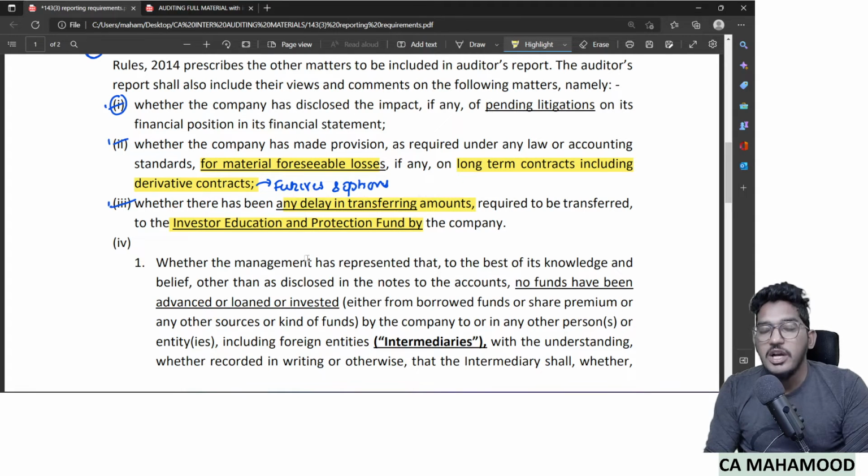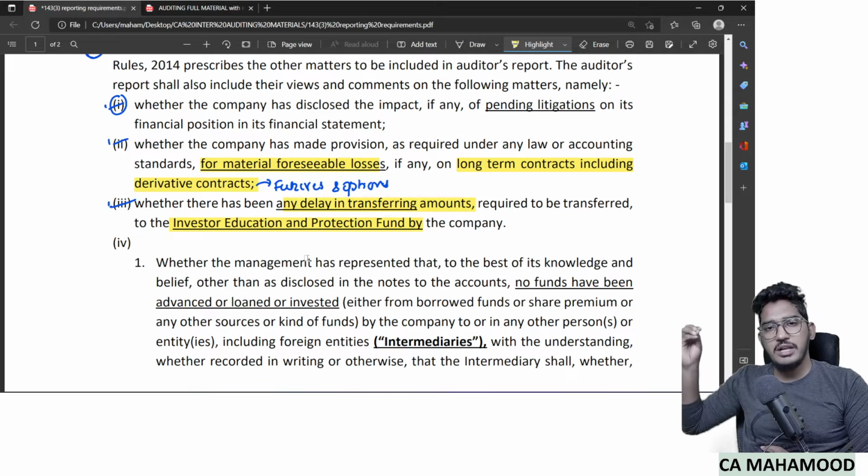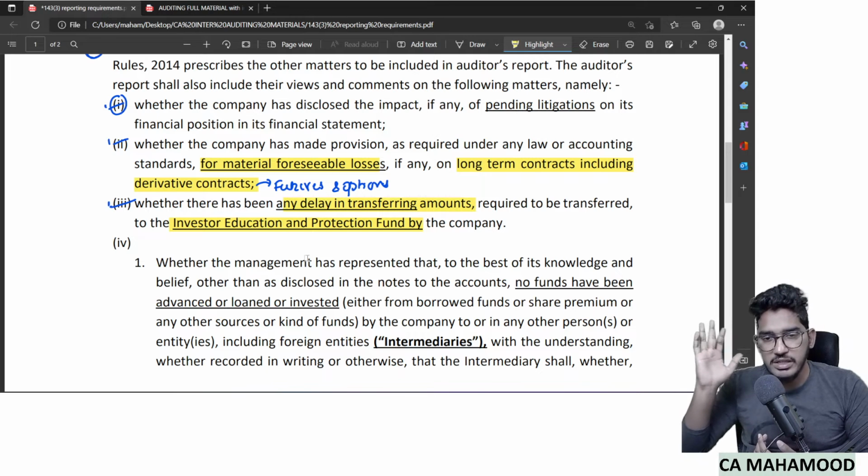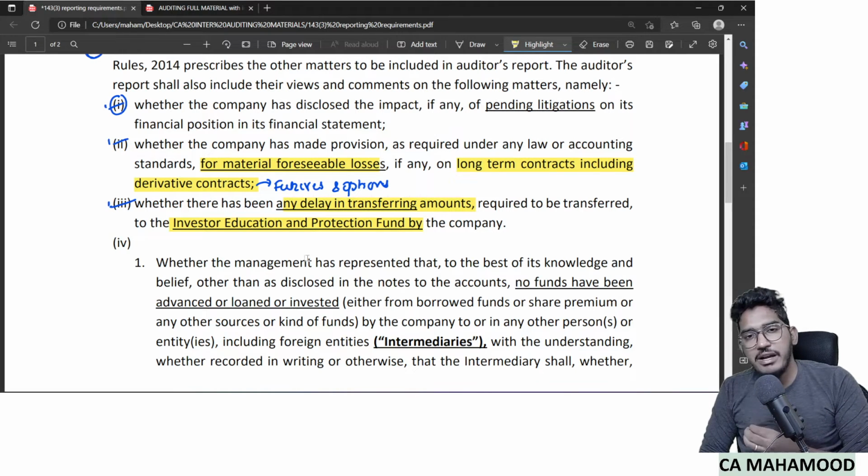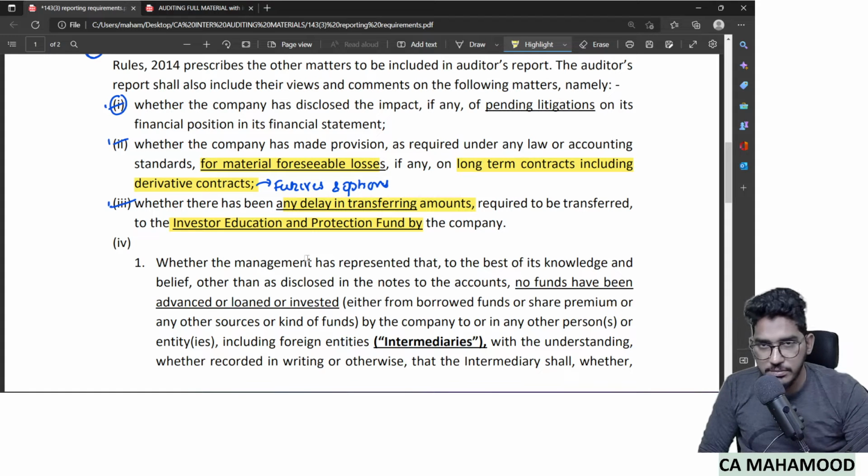First find out whether your client company is required to transfer any funds to IEPF. If yes, whether your client has transferred that money within the due date or beyond the due date, that you need to report. If your client has transferred the money within the due date, well and good, no problem; I will say my client has not made any delay in transferring the money to IEPF. If I find that my client has transferred it beyond the due date, say a 5 days delay, the same thing I will mention: my client has made a delay of 5 days in transferring the money required to be transferred to IEPF.